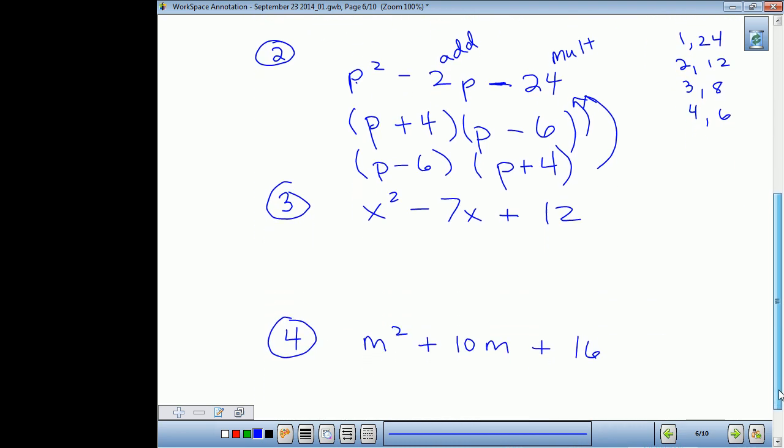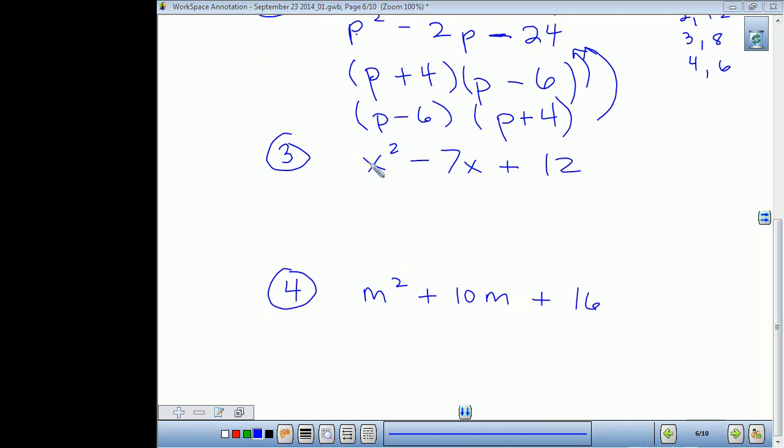Okay, let's look at another example. X squared minus 7x plus 12. So you're asking yourself, what can I multiply to get a positive 12 that I can add to get a negative 7? Well, I'm multiplying to get a positive and adding to get a negative. So both of these numbers must be what? Negative. What are they, guys? 4 and 3. Negative 4 and negative 3. X minus 4 and x minus 3.